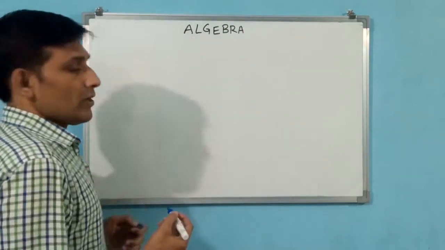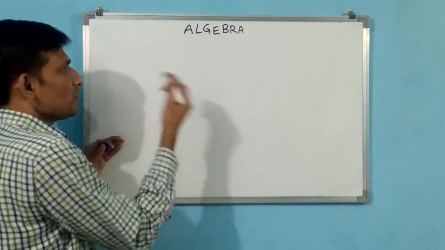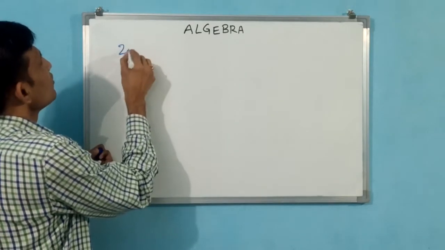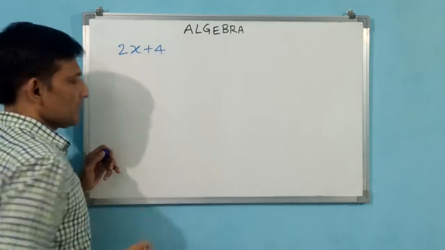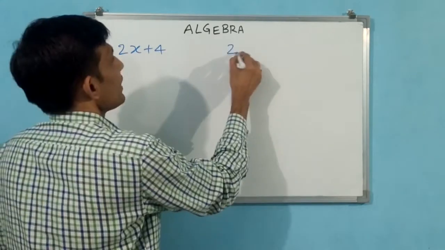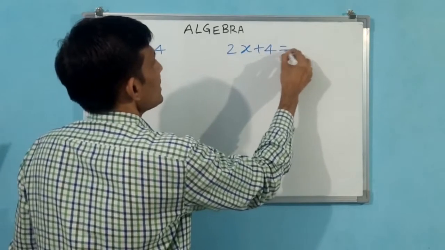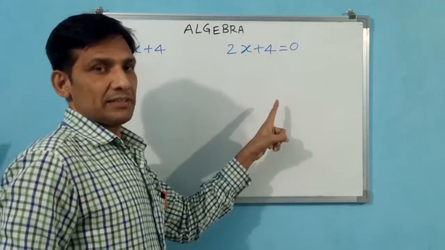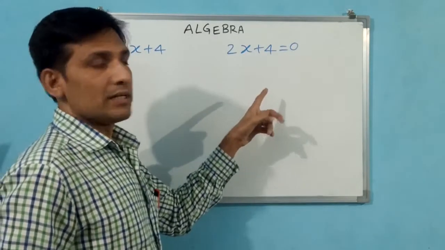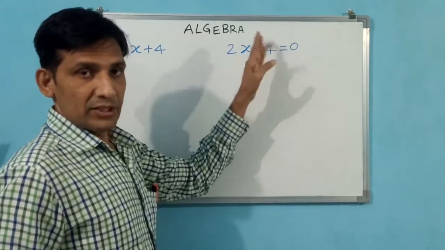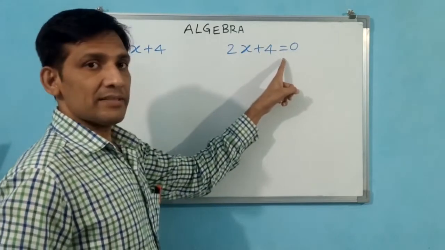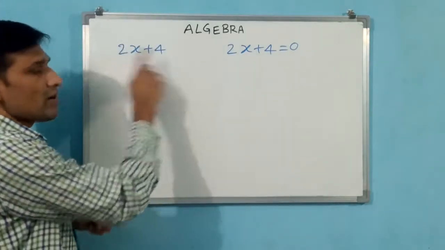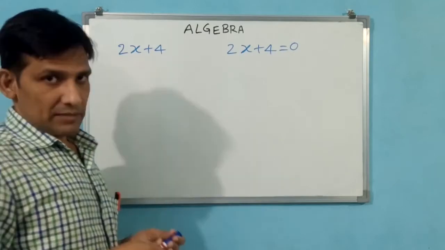Okay. In algebra, first we go to expression rather than equation. 2x plus 4, this is an expression. If you write 2x plus 4 is equal to 0, this is going to be called an equation. Why? Because the equal to sign is there. When the equal to sign is there, that is called an equation. When the equal to sign is not there, that is called an expression.